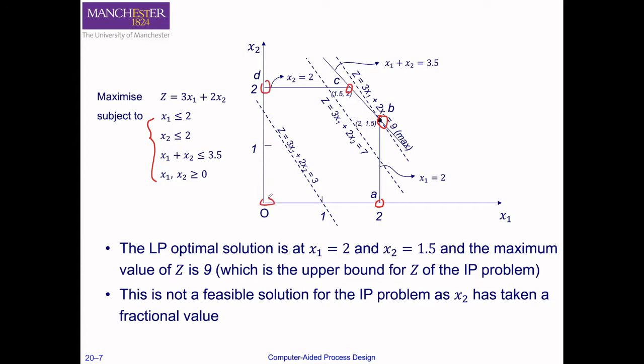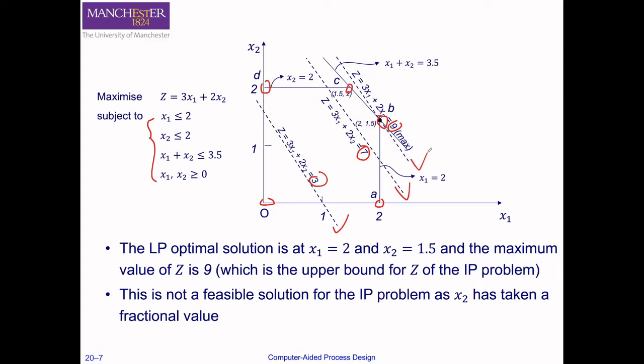We also need to draw the contour of the object function. As we discussed before, we can try different values like 3, 7, and 9. For each value, we can draw a straight line like this dotted straight line. Then we can draw a number of dotted straight lines. These dotted straight lines are the contour of the object function.